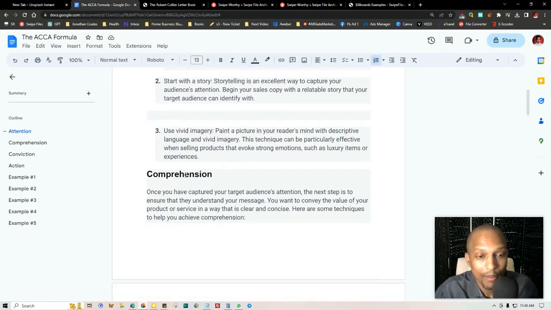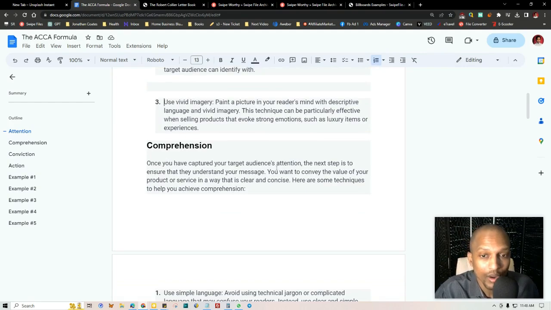Now the second is comprehension. Once you have captured your target audience's attention, the next step is to ensure that they understand your message.